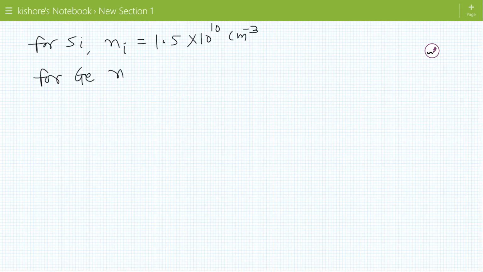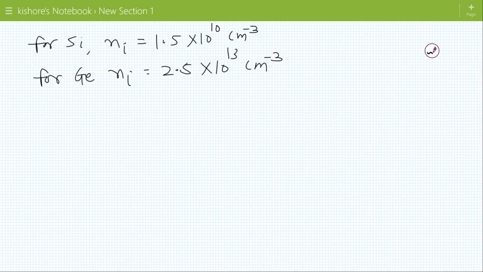The intrinsic concentration Ni for silicon at room temperature is 1.5 into 10 to the power 10 per cubic centimeter, and for germanium the intrinsic concentration is 2.5 into 10 to the power 13 per cubic centimeter.